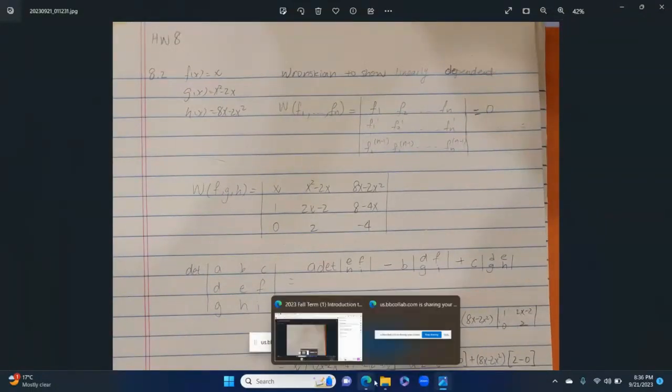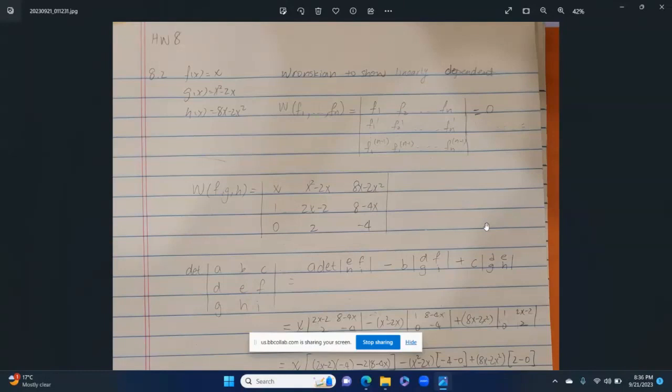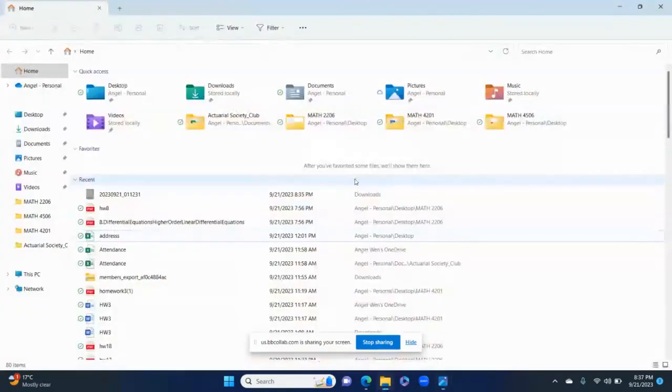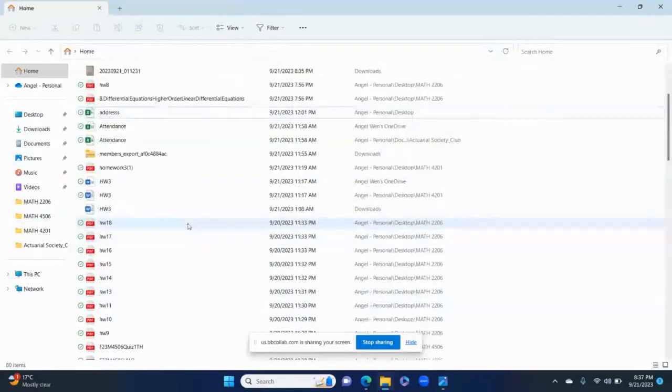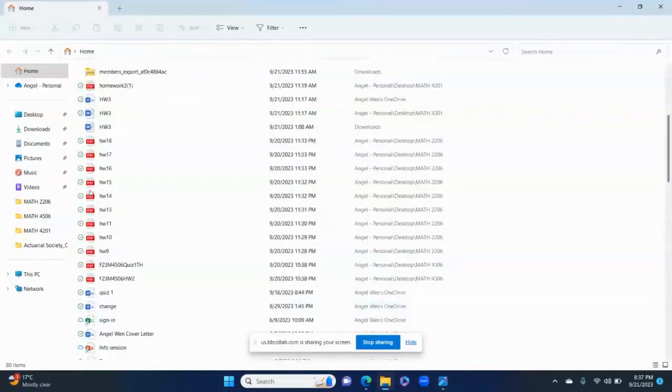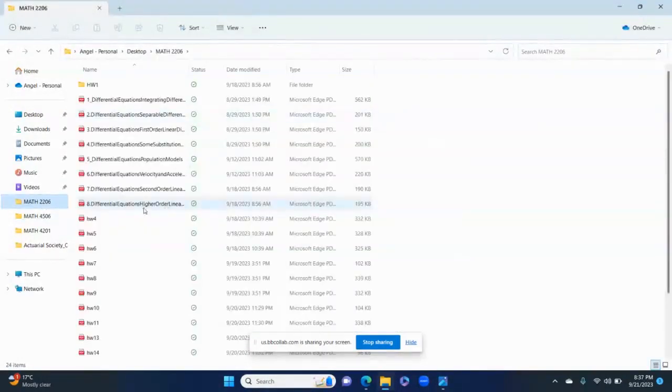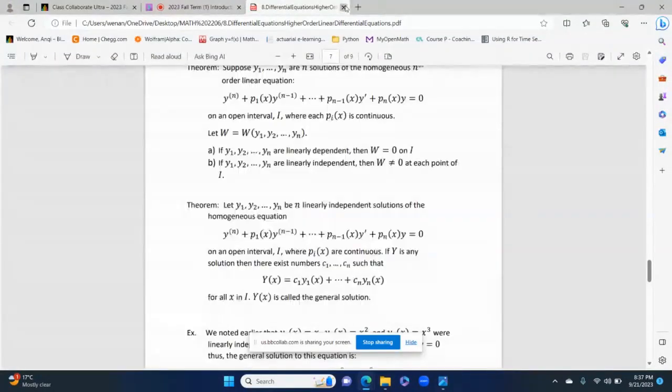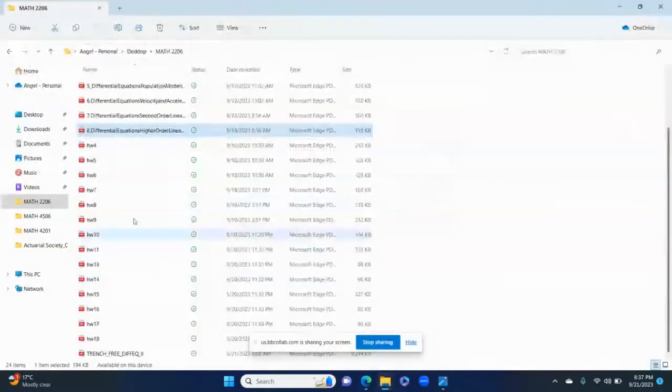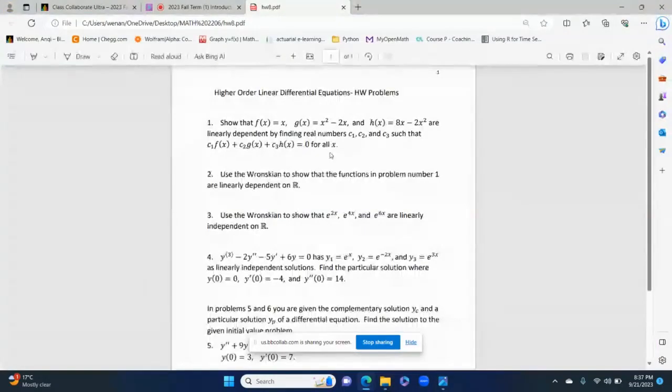Good? Okay. Yeah. So I'm presenting 8.2. It's similar to what we did before, except in this case, instead of a 2 by 2, we have a 3 by 3 matrix. So that means instead of 2 functions, we have 3 functions that we're looking at. So I'll pull up homework question 8. Still using Wronski. Are you checking that the 3 functions are linearly independent? Yes, correct. So I have this homework pulled up.